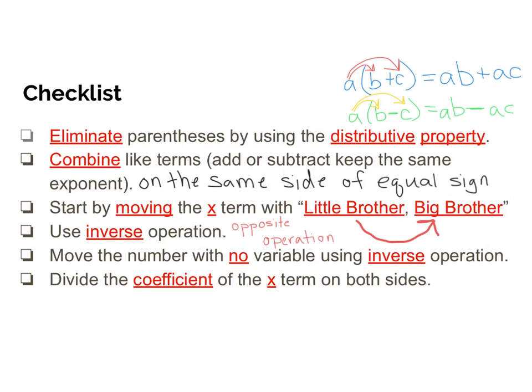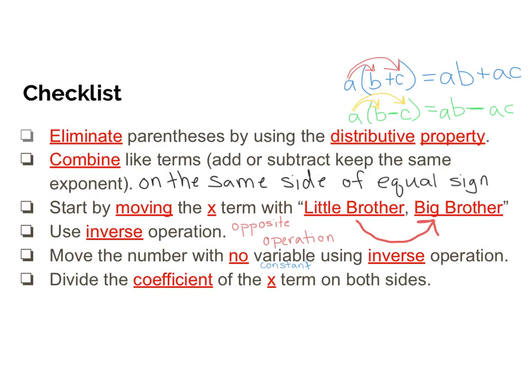If it is positive, we're going to subtract. If it's negative, we're going to add. Once we have moved the variable term to the same side, we're going to move the number with no variable using the inverse operation. Again, that means the opposite operation. If something has no variable, the other term that we use for it is the constant. So we're going to move the constant using the opposite operation or inverse operation.